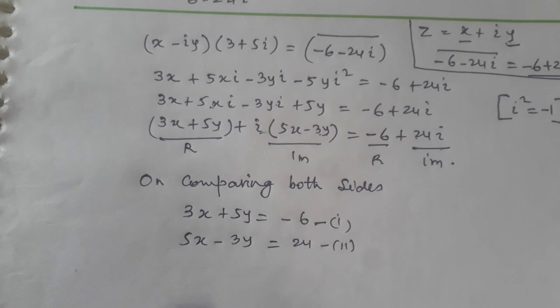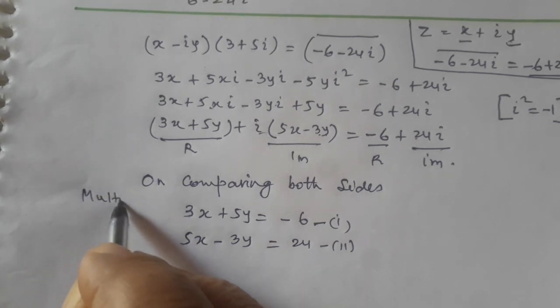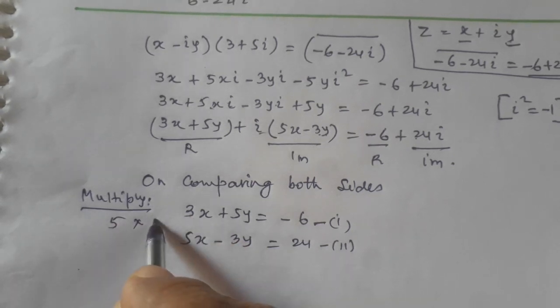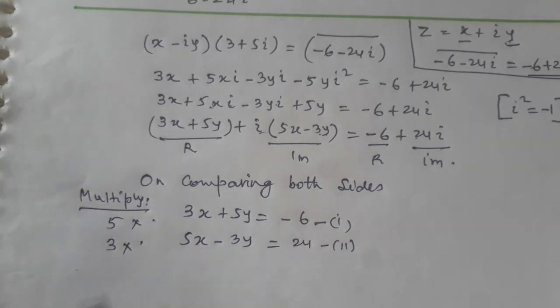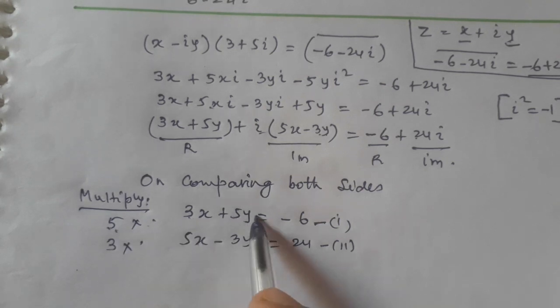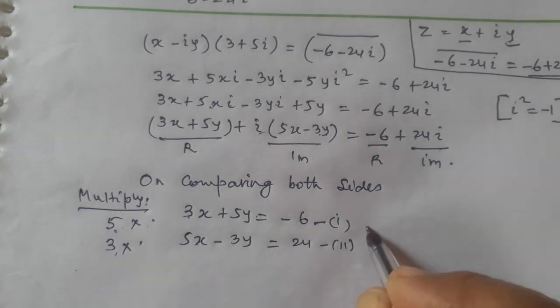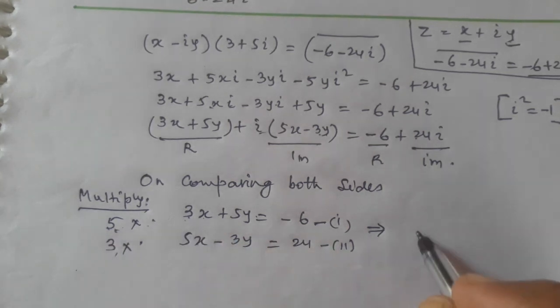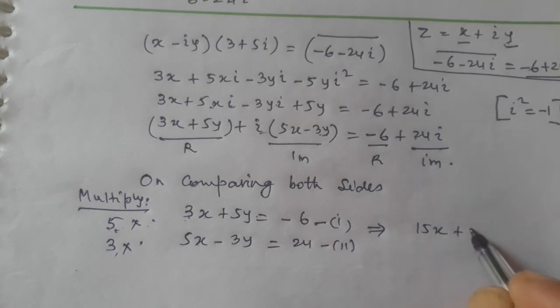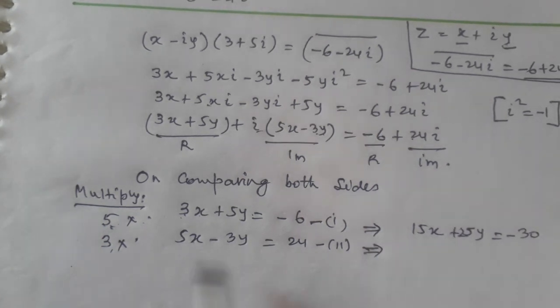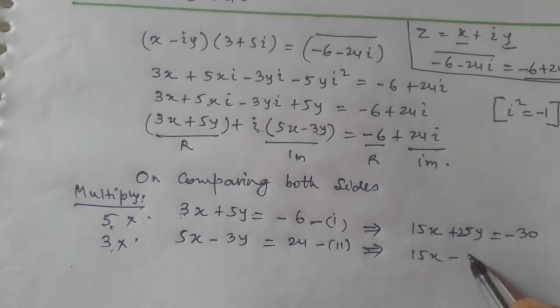Now by the elimination method we can find the value of x or y. So multiply equation 1 by 5 and equation 2 by 3, and the result will be: 5 into 3x means 15x, 5 into 5y is 25y, 5 into minus 6 is minus 30, and this will be 15x minus 9y equal to 24 into 3, which is 72.